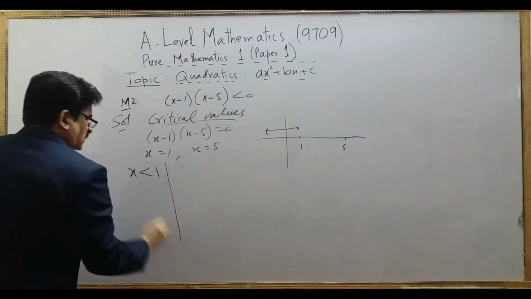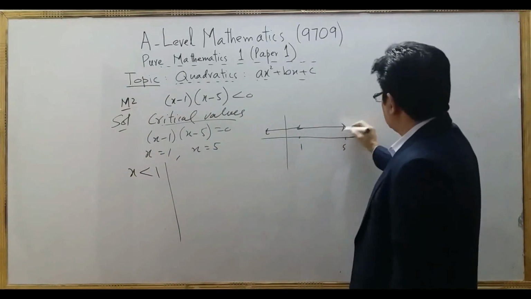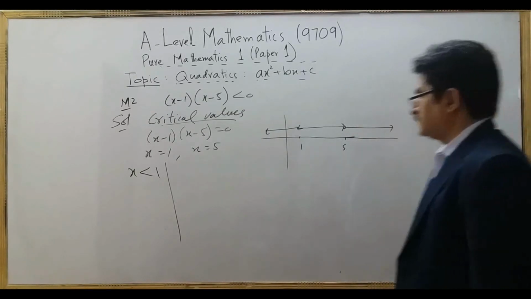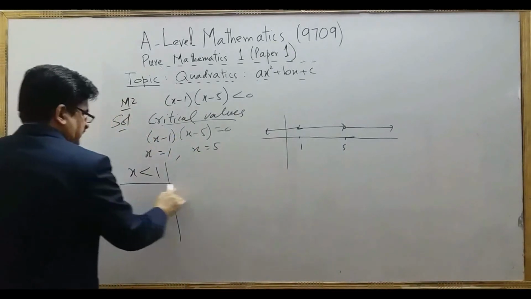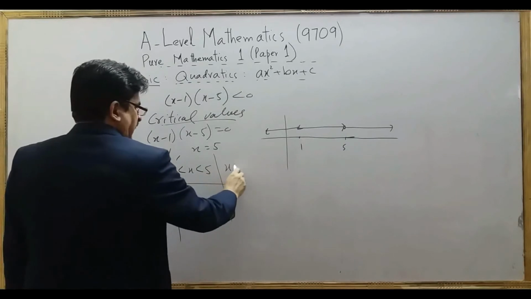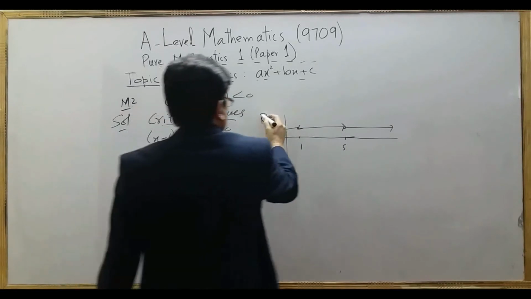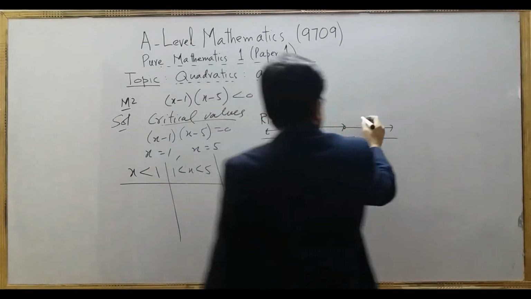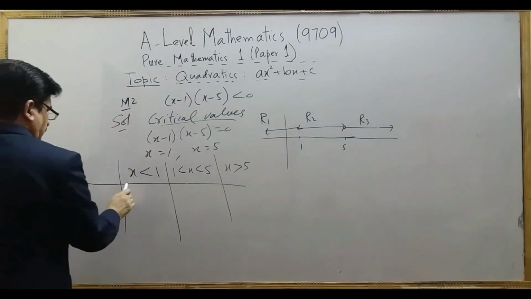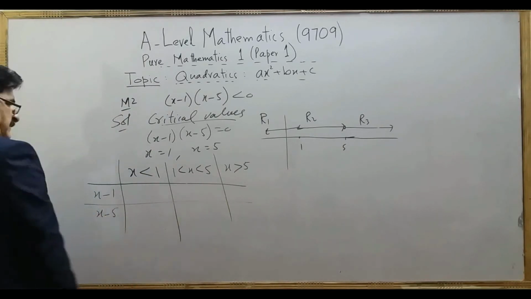You will make a table. And then we have the second region between these 1 and 5 values. And then we have the third region, which is after 5. So x is less than 1, first region; 1 less than x less than 5; and then x greater than 5. So this is your region 1, this is your region 2, and this is your region 3. Now here you will write the function, first x minus 1, then x minus 5.